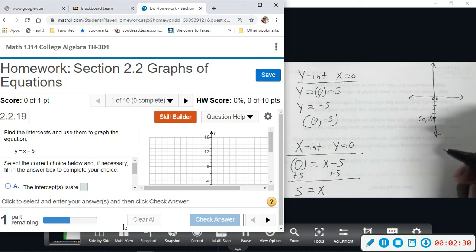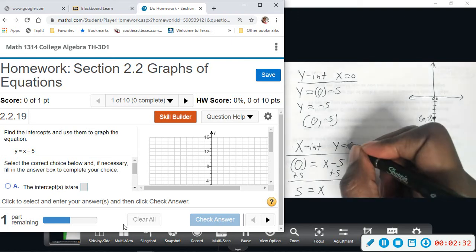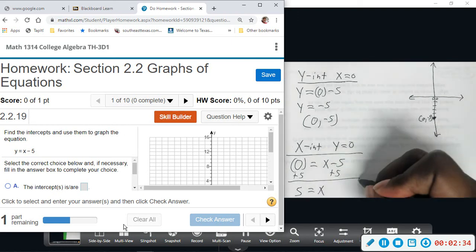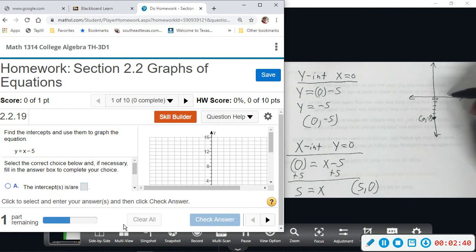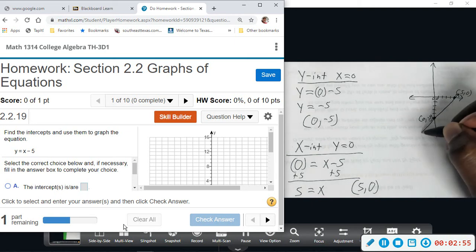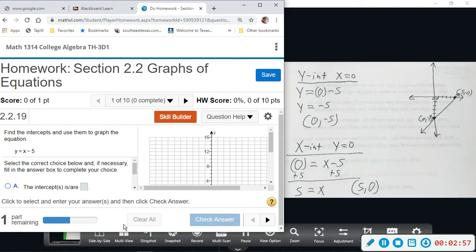The ordered pair we get this time, y is 0, x is 5. In an ordered pair x comes first, so we get the ordered pair positive 5, 0. Plotting this on the graph, we go from 0 right 5: 1, 2, 3, 4, 5. This ordered pair is 5, 0. Then you would just draw a line connecting those two dots.